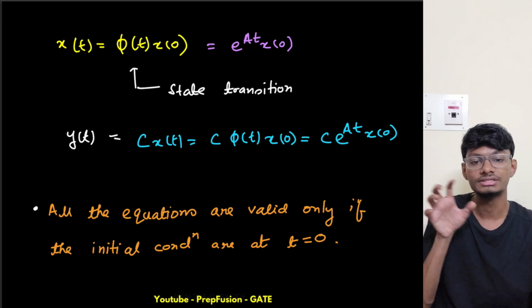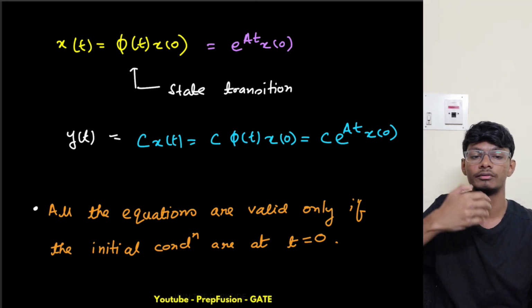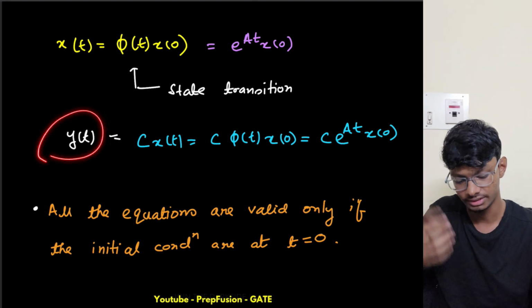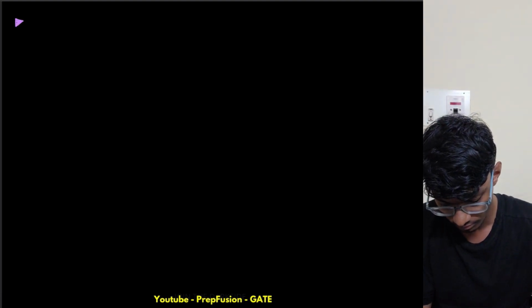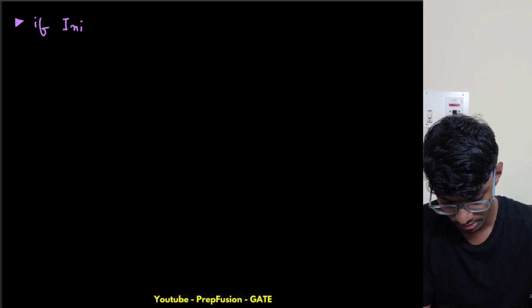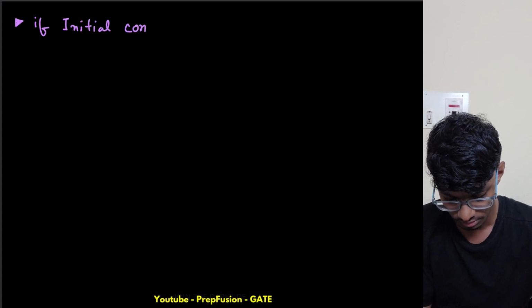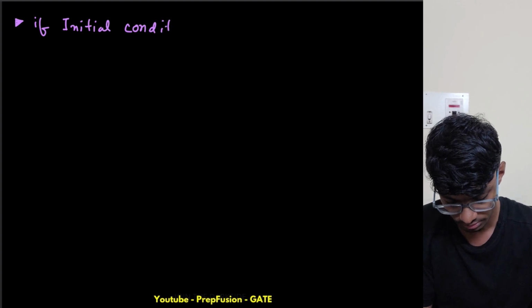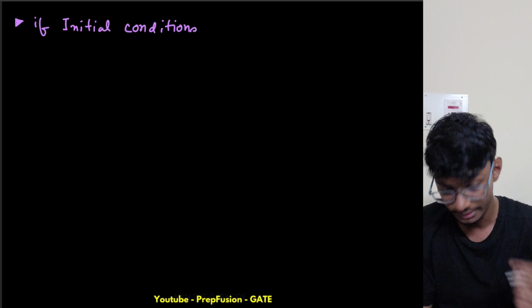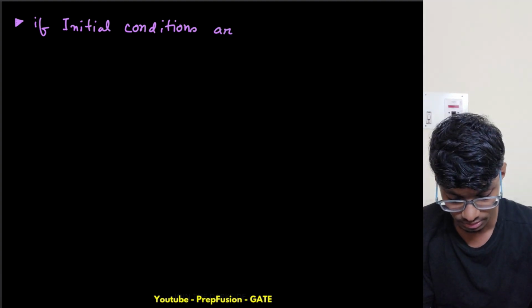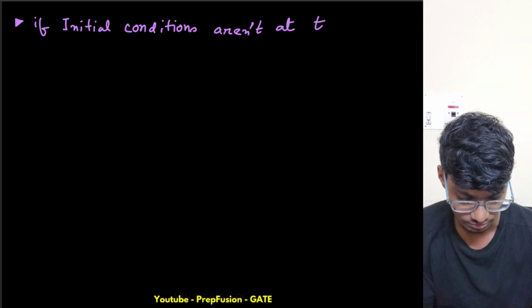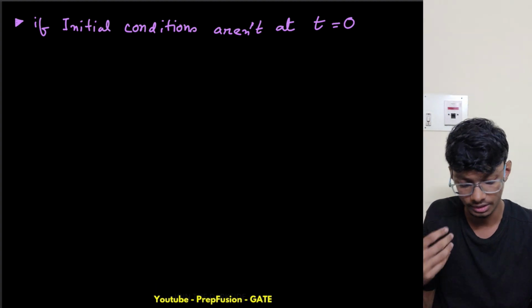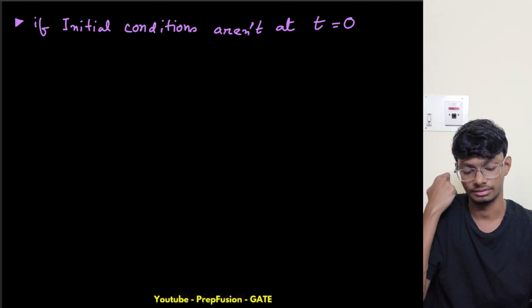Now what if the initial conditions aren't at t equals to 0? Then how will we find the response and the state variable? If the initial conditions aren't at t equals to 0, then how will we find the response?